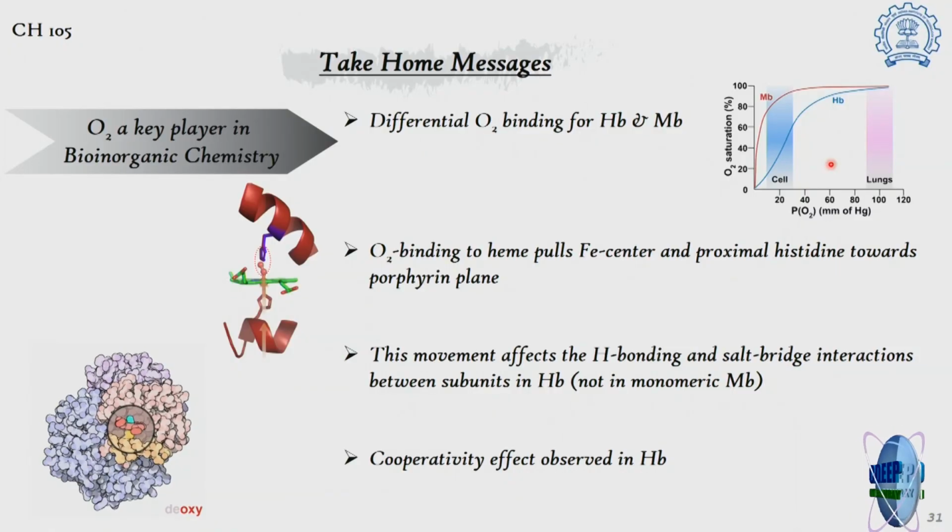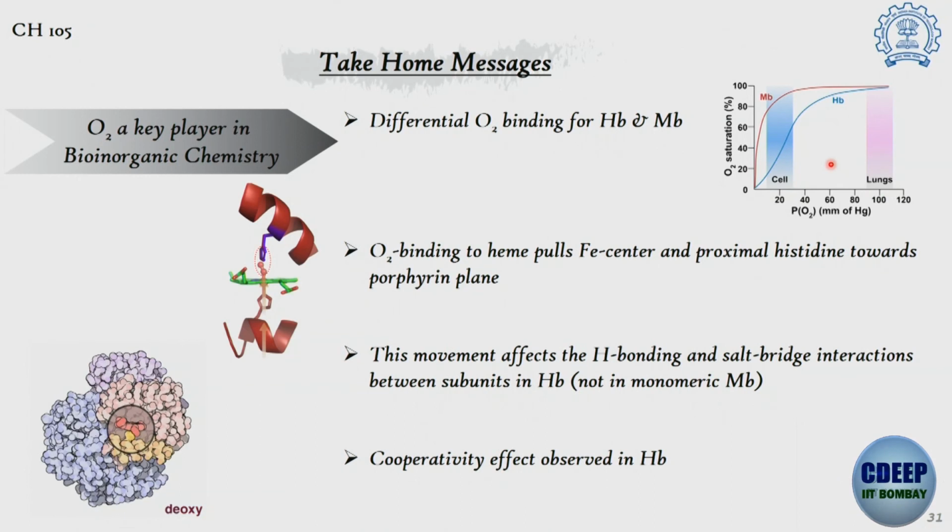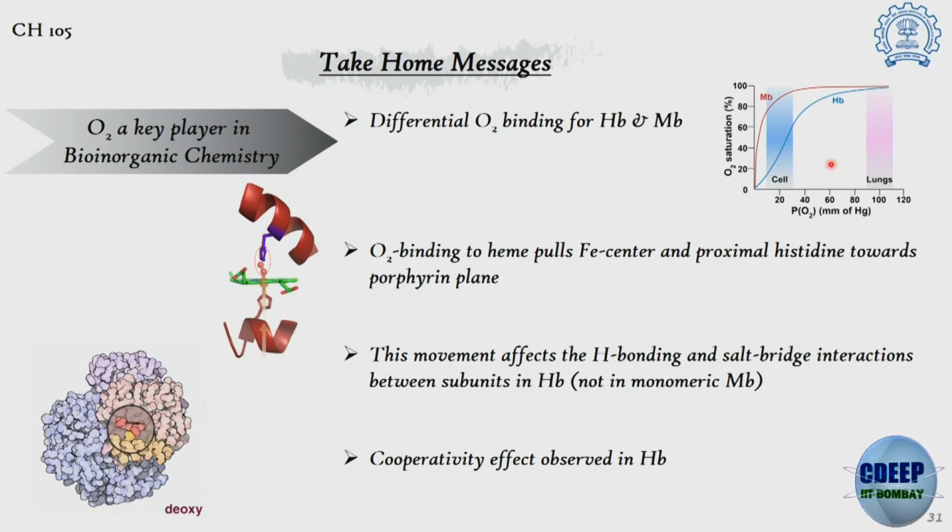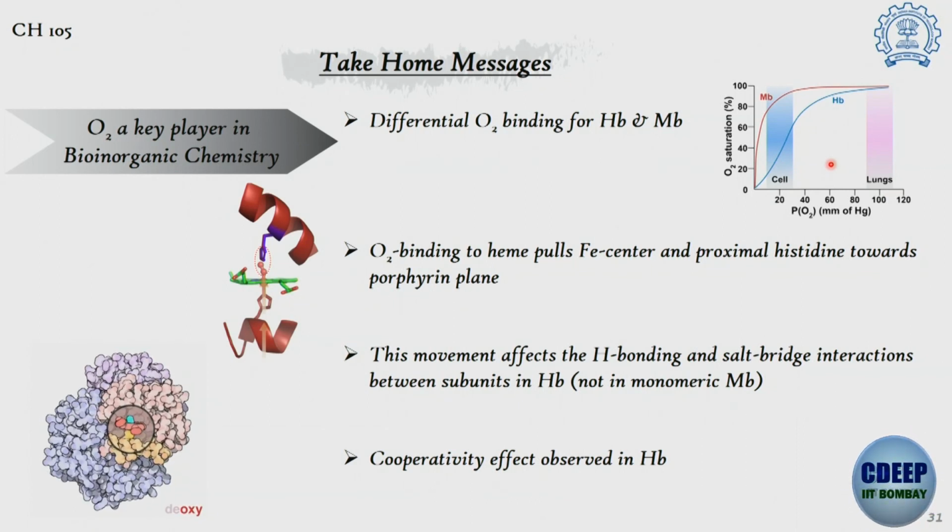So, the take home message for this section: there is differential oxygen binding between hemoglobin and myoglobin. How do we find it out? Through these oxygen binding curves. Myoglobin is hyperbolic, whereas hemoglobin is sigmoidal, and this whole system is due to the oxygen binding changing the oxidation and spin state of the iron. It gets pulled up into the porphyrin ring, and the whole movement of the protein competes with the hydrogen bonding and salt bridge interaction between the other subunits. And this cooperativity effect is only observed in hemoglobin, not in the monomeric myoglobin. So, this is the end of this third segment.